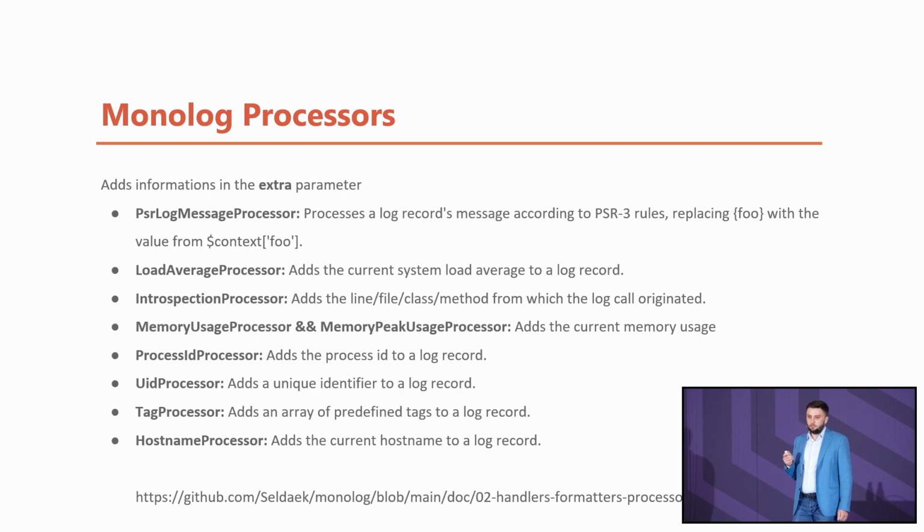Introspection processor is useful when, for example, you have to deal with something very special, like payments, and you want to know from which line that text was triggered, because probably you can have the same log message written in different places. So you want to know exactly where the call originated.